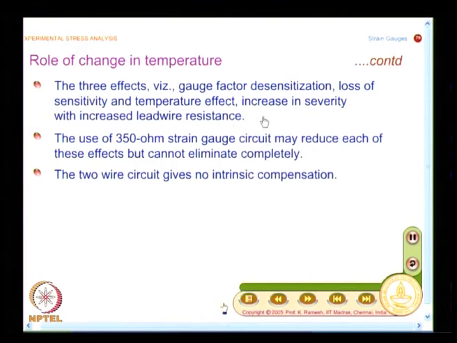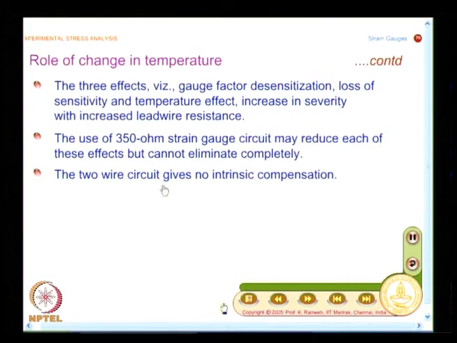So, one way of looking at it, this is go in for a 350 ohm strain gauge. This can reduce each of these effects, but cannot eliminate any one of them completely. See, we had already looked at a remedy. If I have to work on plastics, heat dissipation is very poor. The recommendation is, do not use the 120 ohm strain gauge, use a high resistance strain gauge. You will go in for a 500 ohms or 1000 ohms for composites. And indirectly, if you take a higher resistance of the strain gauge, it also helps in issues related to desensitization caused by the lead wire.